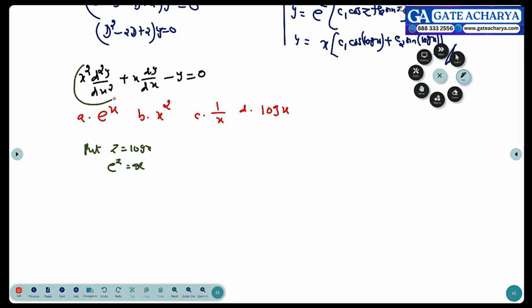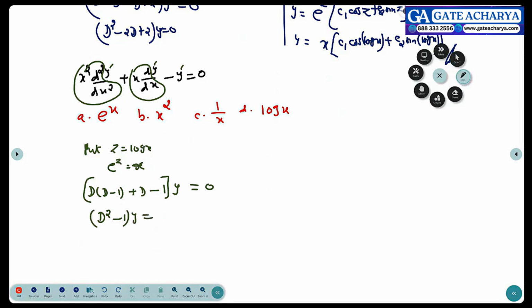So instead of x square d square y by dx square, we write D into D minus 1, and next, x dy by dx becomes D. And we take y common, because in this case y, here also y, this also y. So take y common, then it is minus 1 into y is equal to 0. So D square minus D plus D cancel, so D square minus 1 into y is equal to 0. So the auxiliary equation is m square minus 1 is equal to 0.